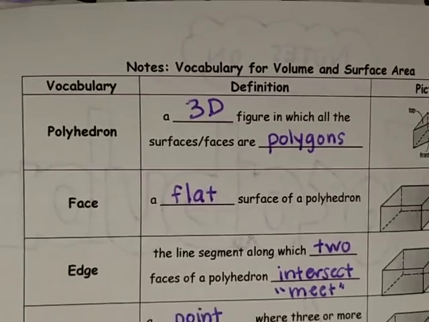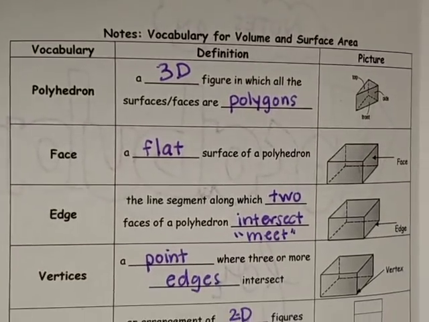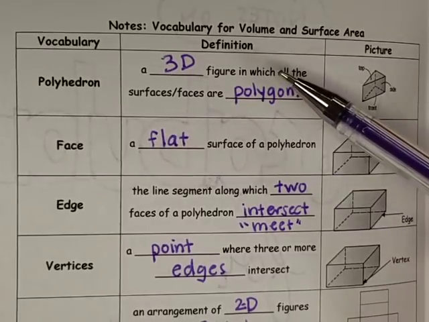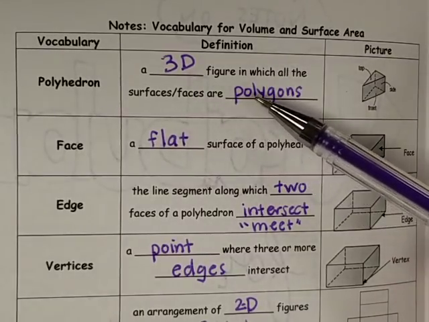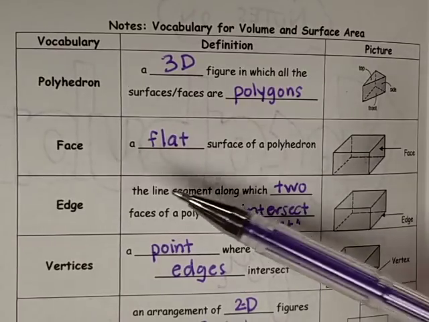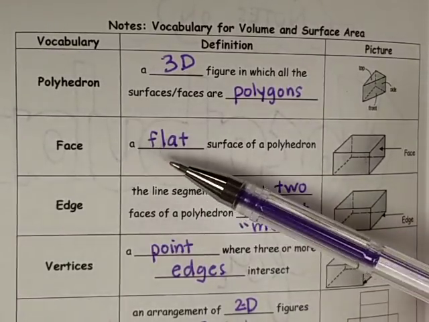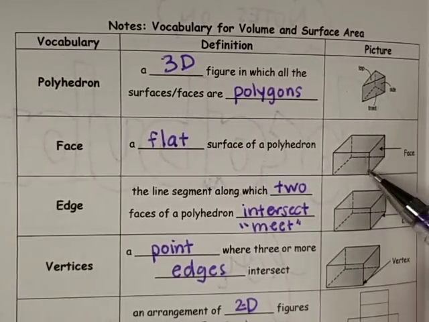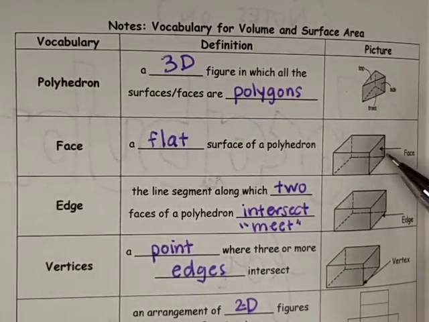All right. So our first word that we need to know is the word polyhedron, and polyhedron is just a 3D figure in which all the surfaces are polygons. So this is a polyhedron. All of these shapes are actually polyhedrons. A face is a flat surface of a polyhedron. So if you look, this rectangle right here, that's one of the faces. And this rectangular prism actually has 1, 2, 3, 4, and then the top 5 and the bottom 6 faces.